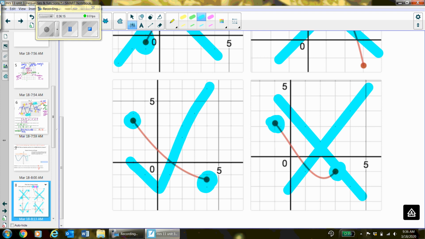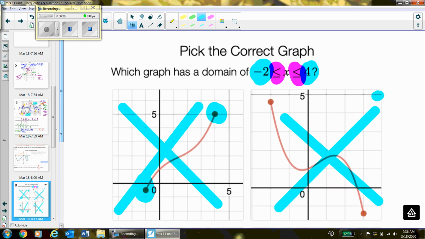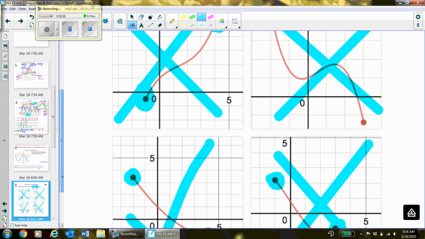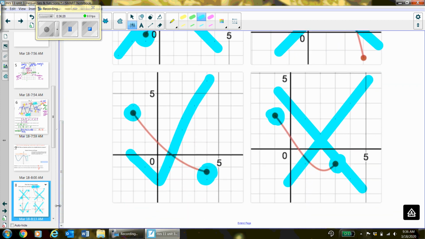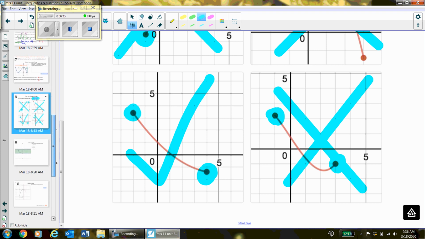As long as it's starting and ending where the domain they gave us is, which is here, and I know I'm doing a lot of highlighting, if it matches that, then you're definitely correct. And the only graph that does is the one on the bottom left. If you answered that on your own, again, you're amazing.